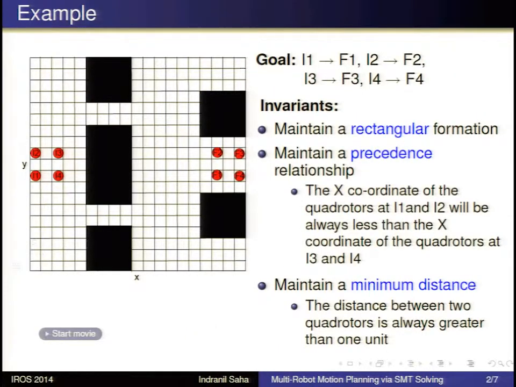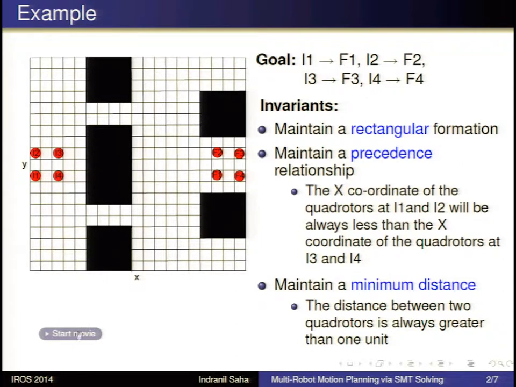This is a top view of a three-dimensional workspace divided into rectangular grids. These are the initial locations of 4 robots, and they have to move to their final locations on the right side. While the robots are moving, they have to satisfy a set of invariant properties. They have to always be in a rectangular formation. They have to maintain a precedence relationship, that is, no robot can pass any other robot either in the x direction or y direction, and they have to maintain a minimum distance from each other.